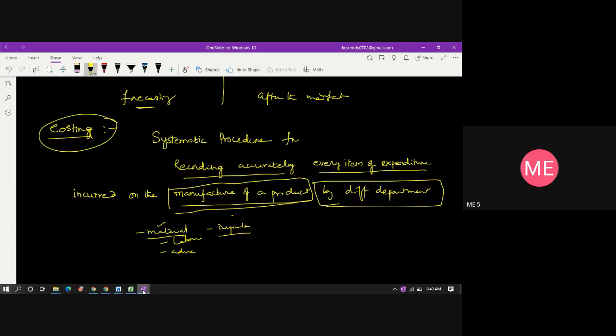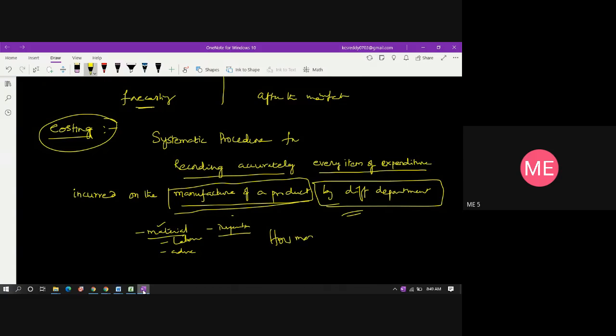We need to have each department's expenditures. These have to be recorded and then put in a document. That is what you can call costing. All these items of expenditure may be small or major. Systematically, we need to record all these expenditures, and then sum them up.